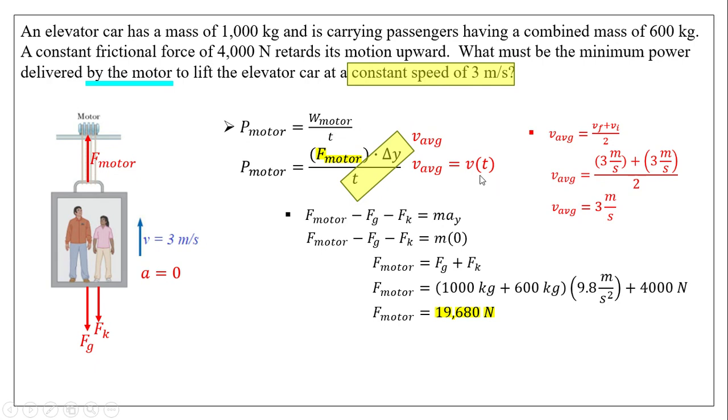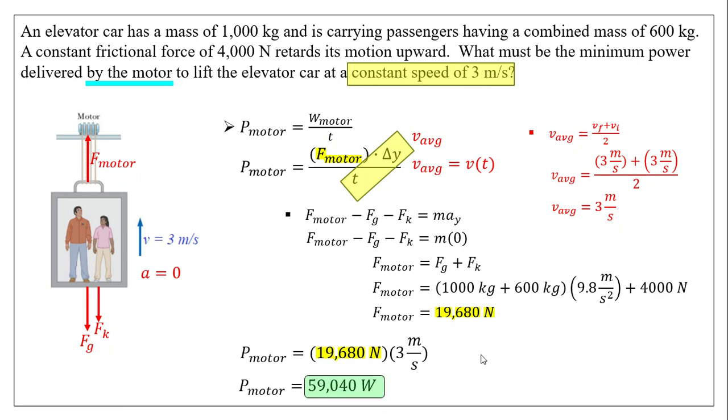All right, so now that I know v average is 3 meters per second, I can just use that here. The average power exerted by the motor, or delivered by the motor, is simply going to be the F of the motor, which is 19,680 newtons, times the average velocity. And the average velocity in this case is the same as the instantaneous velocity, which is given as 3 meters per second. So if you simplify that on your calculator, you should get an answer of 59,040 watts, and that is our answer.